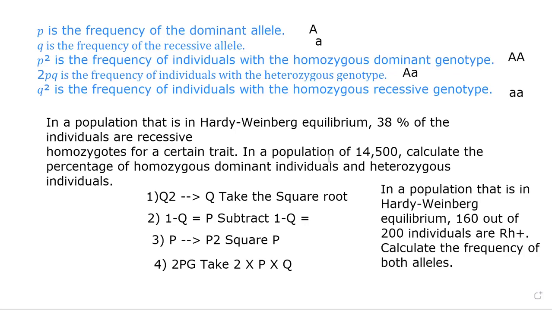Okay, so we're going to look at one of the last problems on your worksheet. It says, in a population that is in Hardy-Weinberg equilibrium, 160 out of 200 individuals are Rh positive. Now, Rh positive is dominant. You can see that it's obviously dominant. So how many of the recessive do we have?